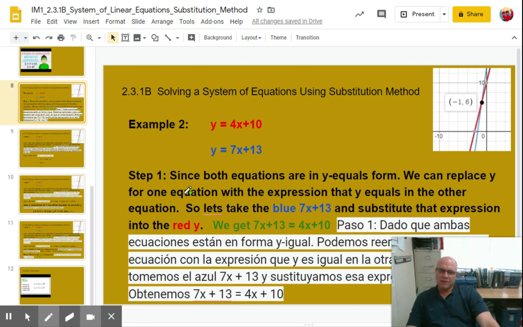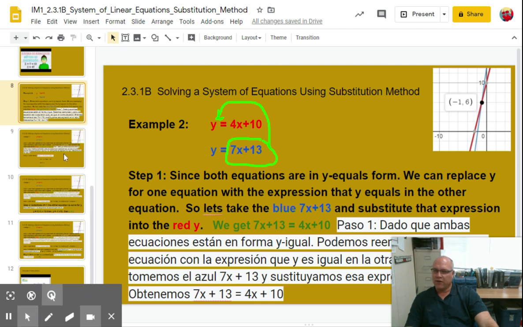So step one, since both these equations are in y equals form, we can simply take what y equals and replace it into the y of the other equation. The way I did it in the notes is I went with 7x plus 13, and I took that and replaced it into that red y. Now, by all means, I could have also done it a different way. I could have taken the 4x plus 10 and put that into the blue y. Either way, I'd have an equation like 7x plus 13 equals 4x plus 10. Or if I went the other way, we'd have 4x plus 10 equals 7x plus 13. Either way, we're off to the same start here, same process.